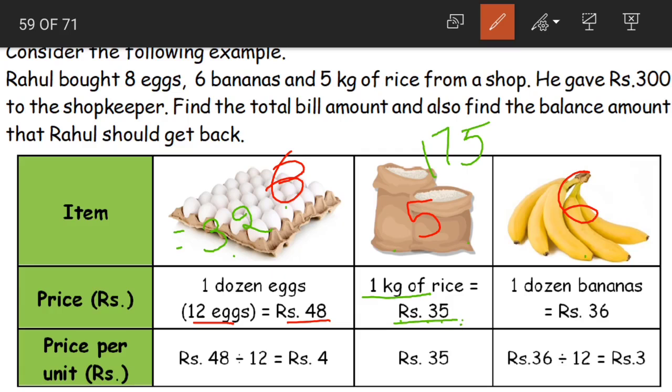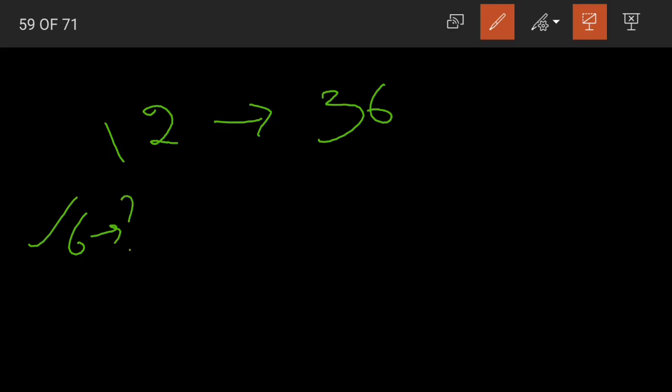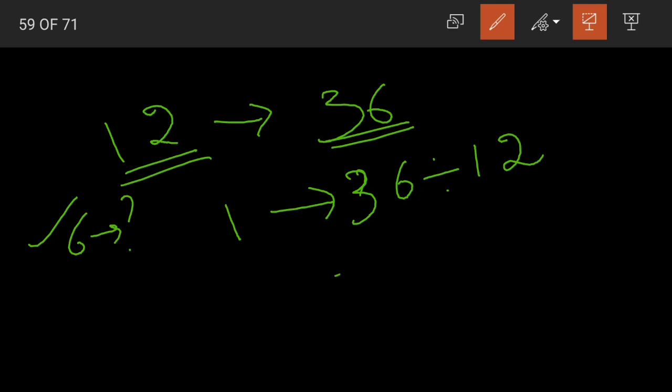Now coming to bananas. 1 dozen bananas are equal to 36 rupees. 1 dozen means what? 12 bananas. 12 bananas are equal to 36 rupees. And how many did we buy? We bought 6 bananas. Now to find out the cost of 6 bananas, what will we do, children? First we need to find out the cost of 1 banana. That would be 36 divided by 12. Yes, the total cost by the total number.